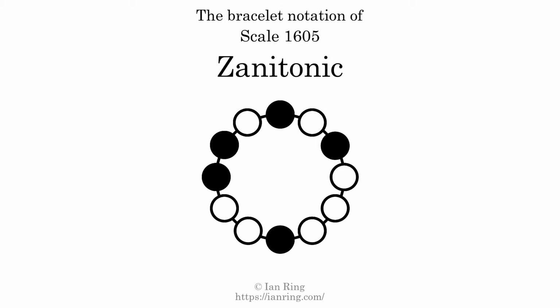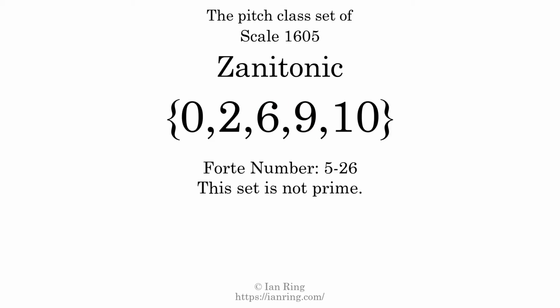This is a bracelet notation diagram of scale 1605. The shaded circles represent tones that appear in the scale, and they are read clockwise, starting at the top. The pitch class set for this scale is 0, 2, 6, 9, 10. The forte class is 526. This set is not prime.